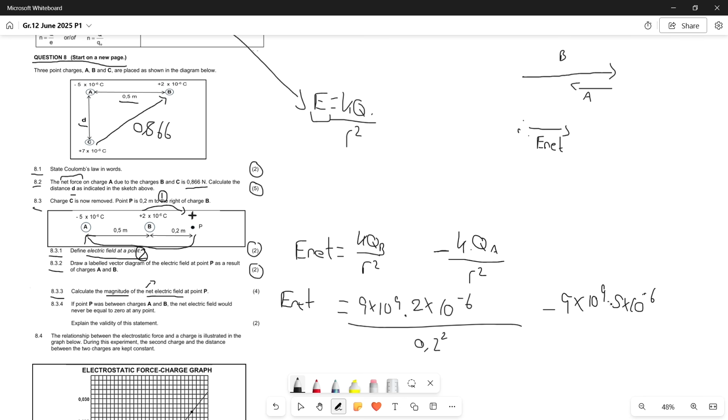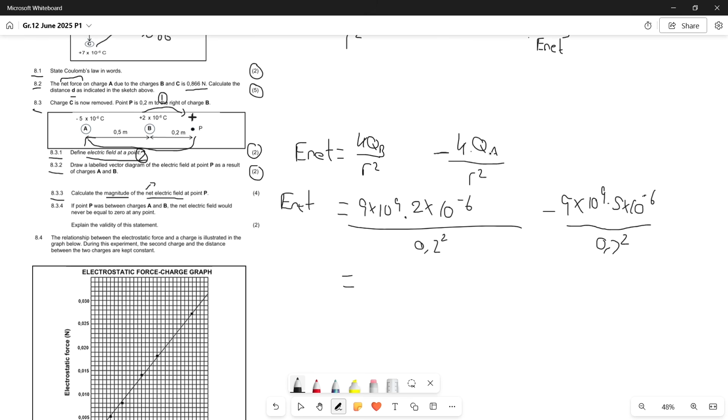Cool. And we do not have to put the negative, otherwise we're going to double up our negative in front that we've already dealt with. And then that is over R squared, and that is 0,5 plus 0,2, which is 0,7 squared. So at this stage, we just earned 1 mark for this setup of the equation, and then another 2 marks for plugging in here correctly and plugging in here correctly.